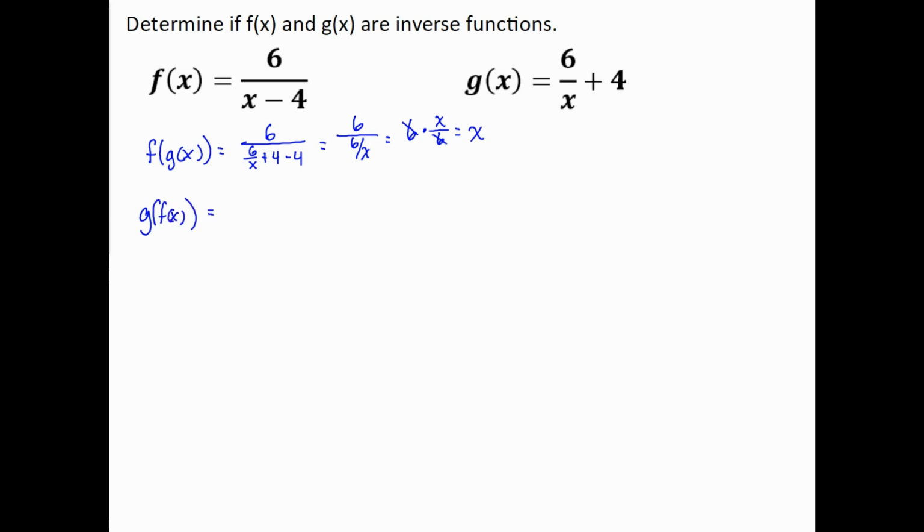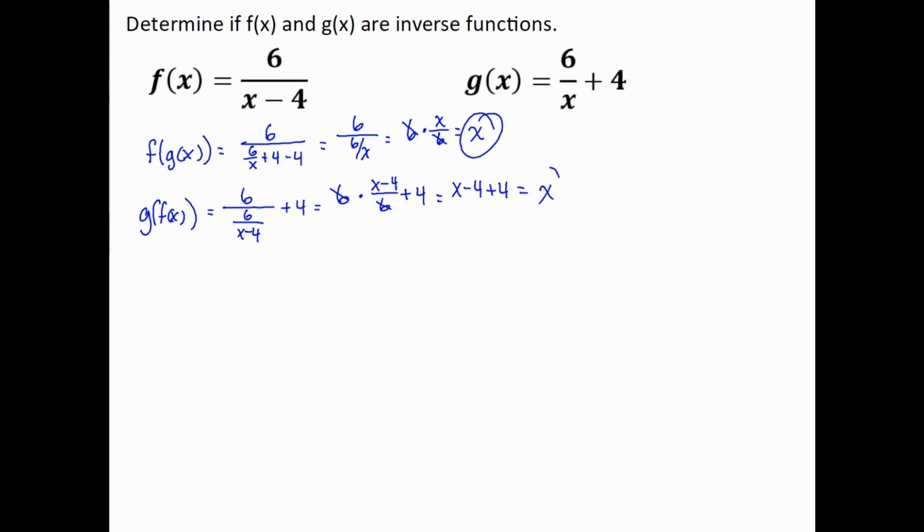You should probably look for some sort of pattern, especially when we do g of f of x. When we do g of f of x, we're going to get 6 over x minus 4, plus 4. Well, then we're going to say 6 and multiply by the reciprocal, x minus 4 over 6. The 6's divide out. Oh, I forgot the plus 4. The 6's divide out equals x minus 4 plus 4, which equals x.